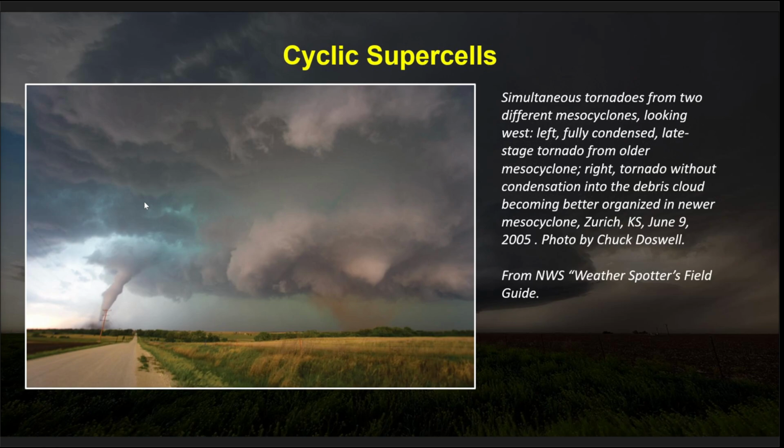So sometimes the atmosphere does weird things, and you can have some chaotic things where you have simultaneous tornadoes occurring at the same time. Just keep that in mind. You don't have to have one tornado completely dissipated to get another tornado ongoing. And this is really important when it comes to safety.